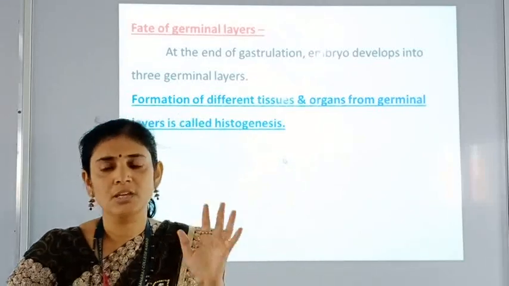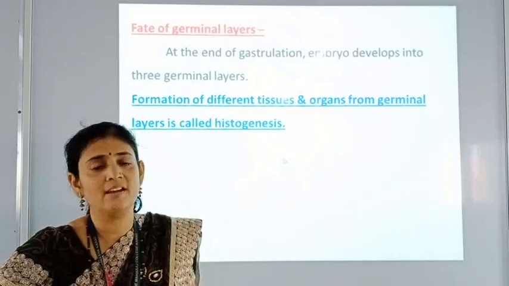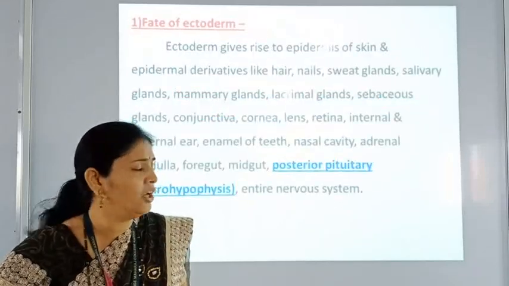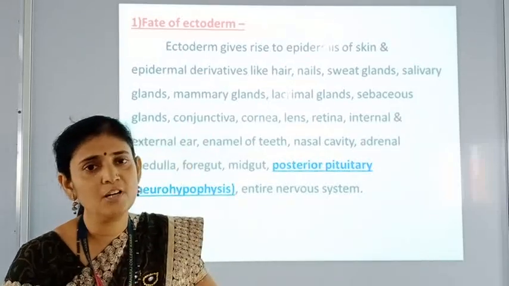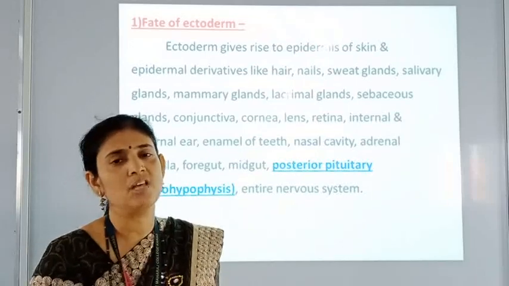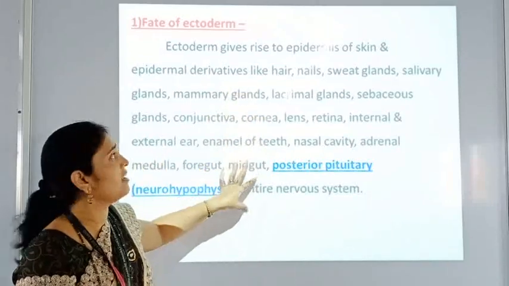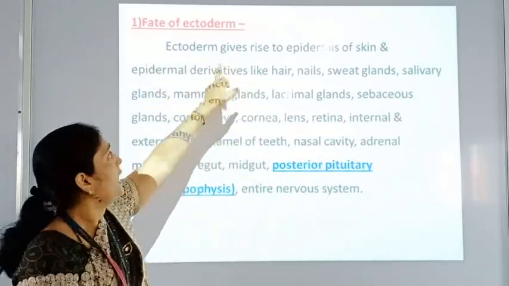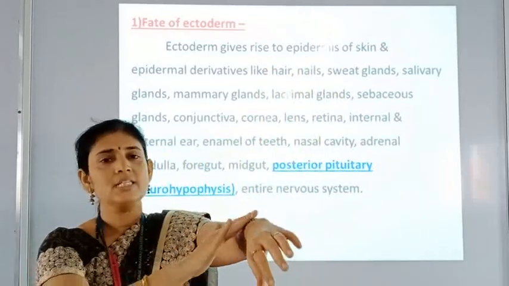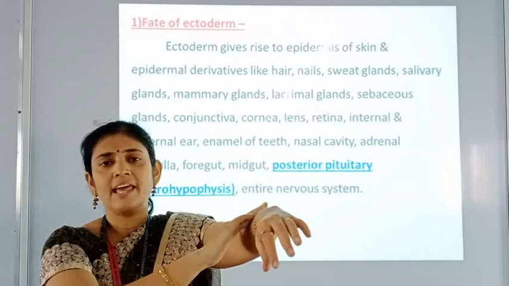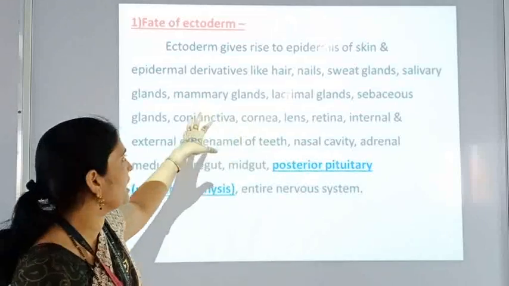And in that process here we have to study from which germ layer which organs are formed in our body. So here the first germ layer, that is the ectoderm, and the different body organs or different tissues formed from the ectoderm are listed here. We can see here the fate of ectoderm. Ectoderm gives rise to epidermis of skin. Our skin is having this outer layer that is called as epidermis, that is formed from this ectoderm layer.